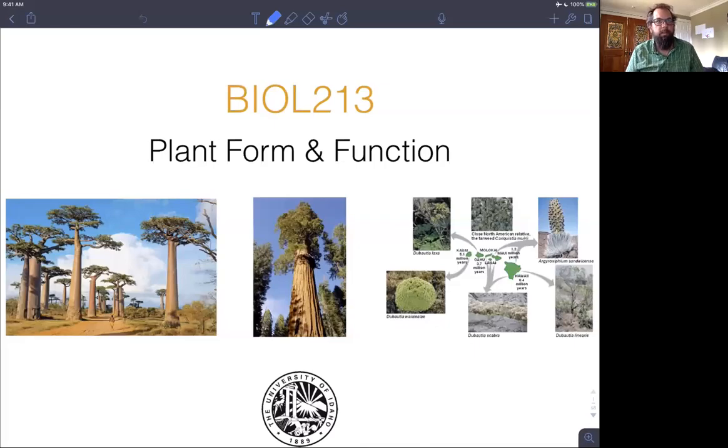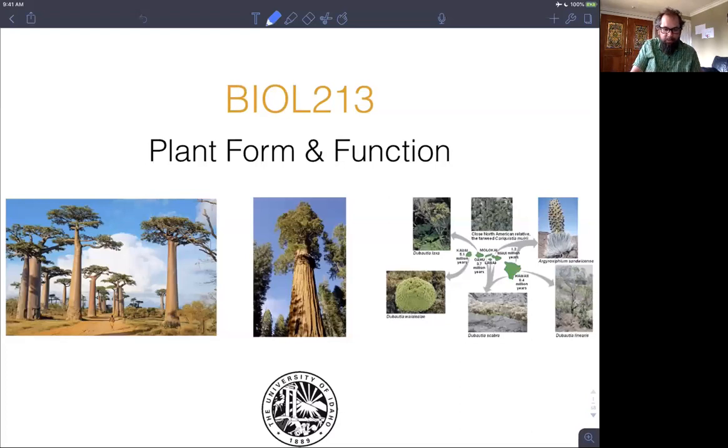Hey everyone. Last time we finished up our plant diversity and evolution section, and today I want to move into the second section of the course, and that is the plant form and function section.